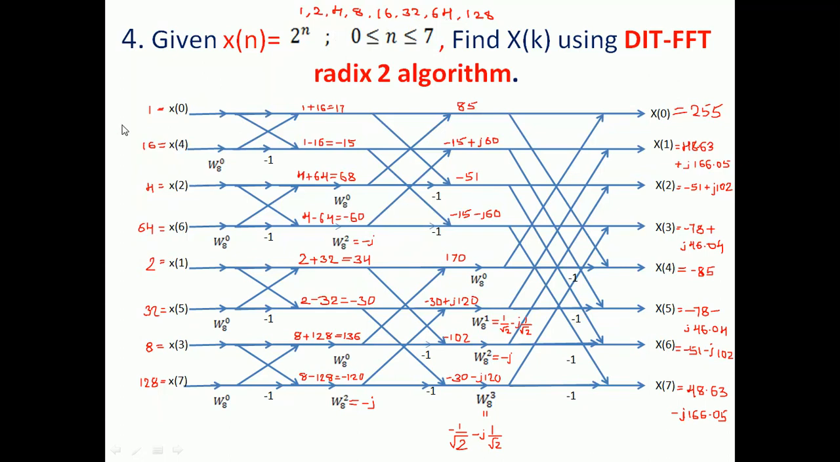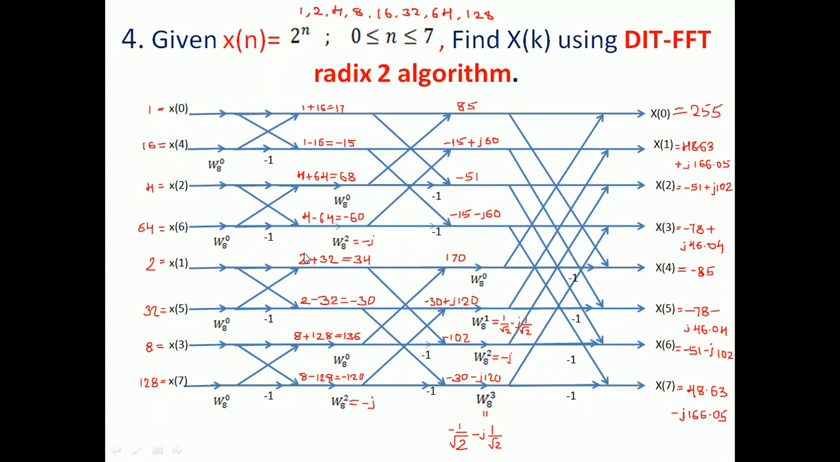So x of 0 is 1, x of 2 is replaced by x of 4, x of 4 is 16, x of 2 is 4, x of 6 is 64, x of 1 is 2, x of 5 is 32, x of 3 is 8, x of 7 is 128. At this point we have 1 plus 16, that is 17. At this point we have 1 minus 16, that is minus 15. At this point we have 4 plus 64, that is 68, and at this point we have 4 minus 64, that is minus 60.